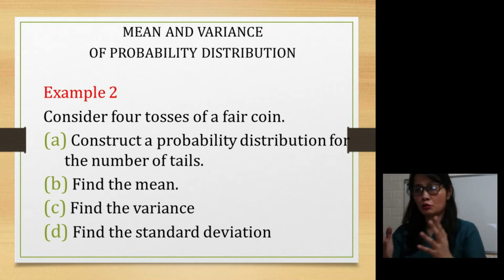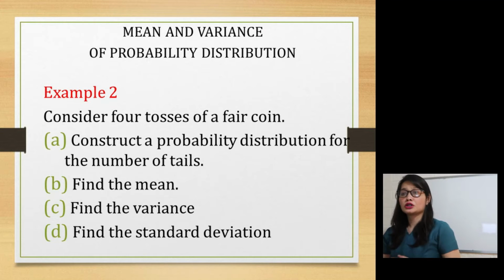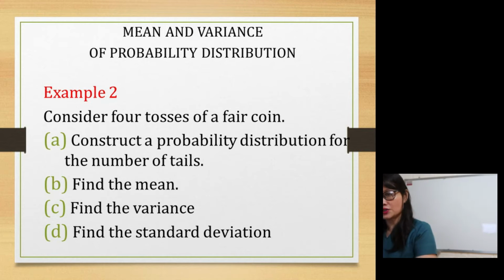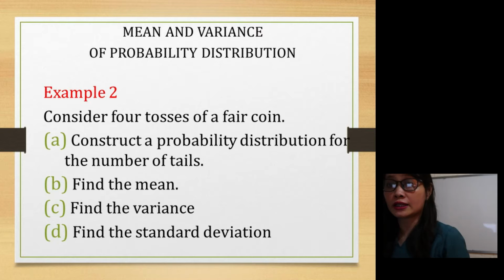How do we do that? How do we solve number 2? Consider 4 tosses of a fair coin, construct a probability distribution for the number of tails, find the mean, variance, and standard deviation. So first and foremost, we need to do the tree diagram.